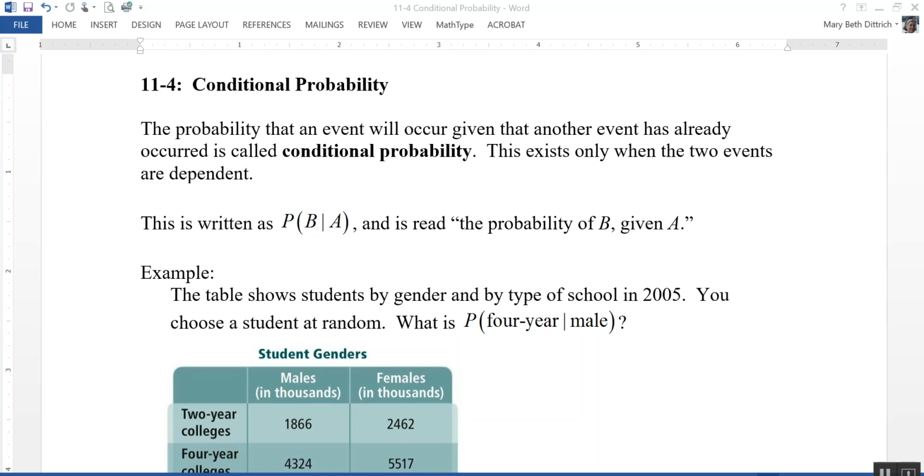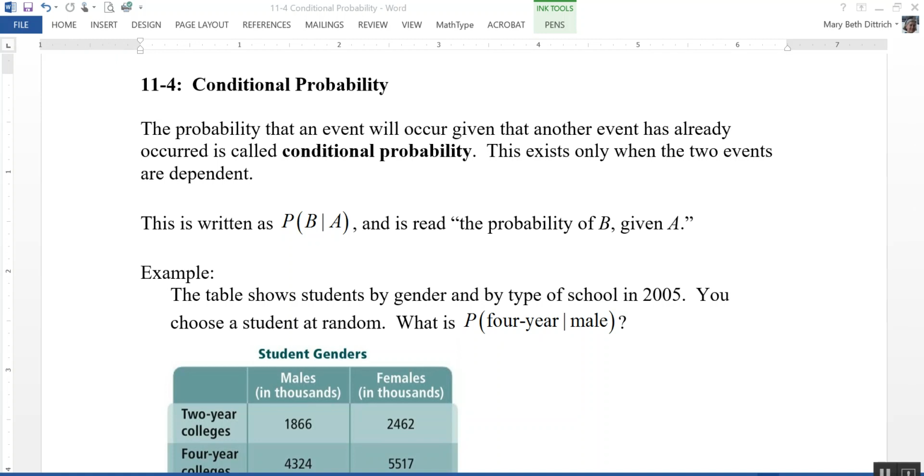Section 11.4 is on conditional probability. The probability that an event will occur, given that another event has already occurred, is called conditional probability. This exists only when the two events are dependent. And we write it like this: P, and then in parentheses B/A, and it's read the probability of B given A.